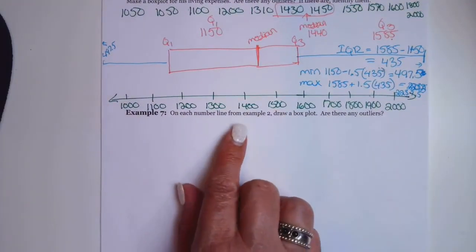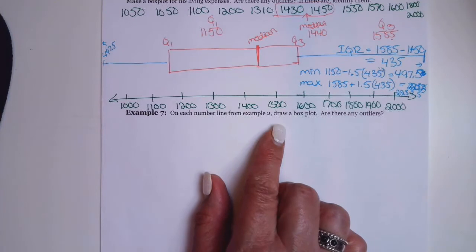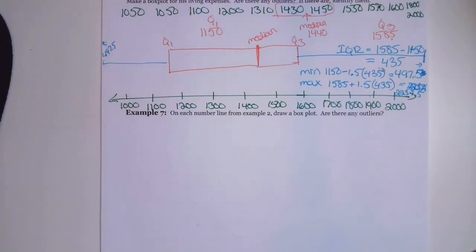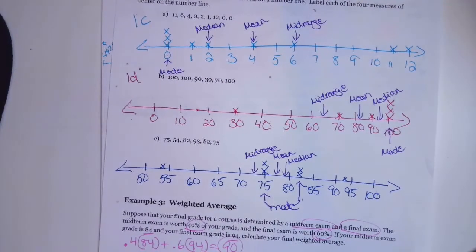Example 2, on each number line, draw a box plot. I need to find my example 2. Okay. So this is my example 2. Now, I actually don't have room here to draw those box plots.